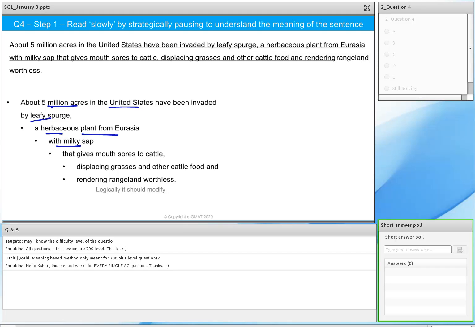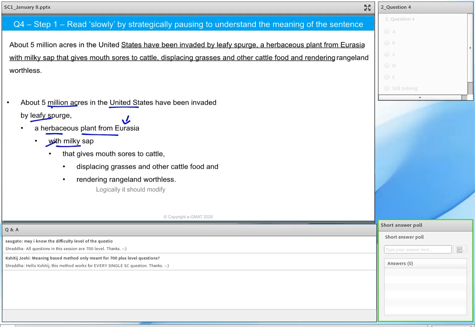Okay, so what is this leafy spurge? It's a herbaceous plant. Now, even if I don't understand herbaceous, I'm good. I know herb. We've all heard of herb. So yeah, okay, something herb-like, whatever. It's a plant. It comes from Eurasia. And what does it contain? It contains milky sap. So far, so good.